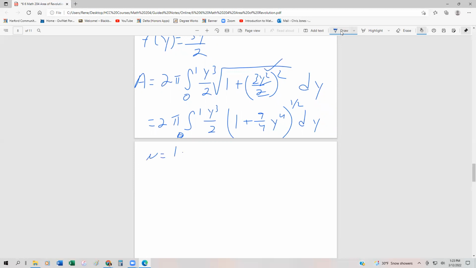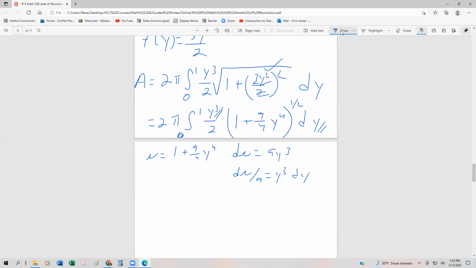If u is equal to 1 plus 9/4 y to the 4th, and we take the derivative du, that's going to be 9y cubed dy. It's probably best if we just have y cubed dy. And so this is going to wind up being du over 9 equals y cubed dy.